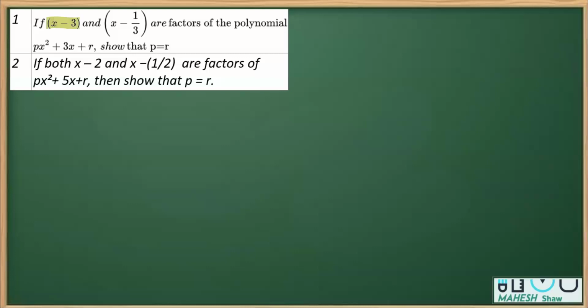In this question, we are given x minus 3 as well as x minus 1 by 3 are the factors of this polynomial px square plus 3x plus r. We need to show p is equal to r. Ordinarily, we take the polynomial as p(x), but here p itself is an arbitrary constant. Therefore, I'm taking this polynomial as, say, f(x), which is px square plus 3x plus r.